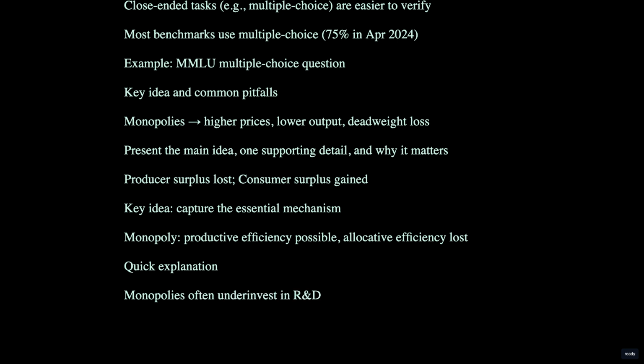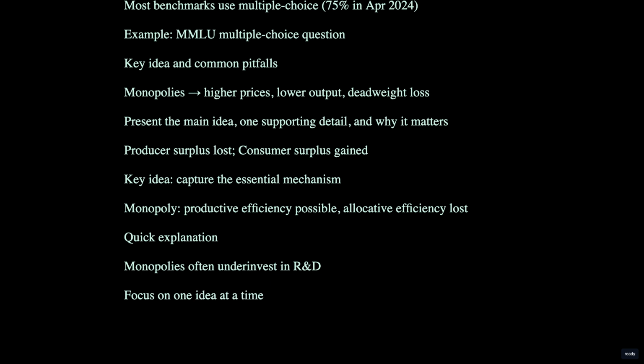With little competitive pressure, monopoly firms face weaker incentives to innovate, so they tend to spend less on research and development. That said, they may still invest in R&D when it helps protect or extend their market power or when long-term profits depend on new products.